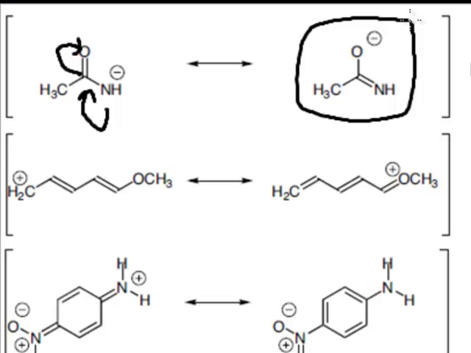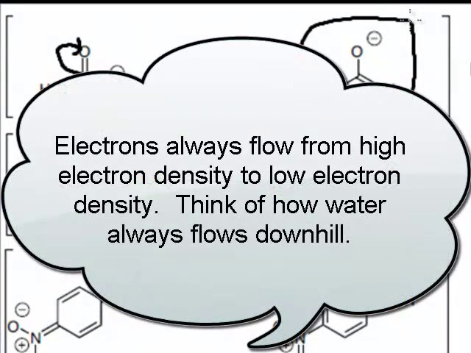They differ only by the movement of pi electrons, or lone pairs. So if we want to show how electrons move, just like we did in the top problem, we're going to try to see how the electrons have shifted from the two resonance contributors. In general, you can always follow the flow of electrons because they'll go from the area of high electron density to the area of low electron density.